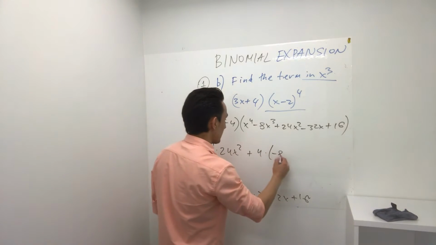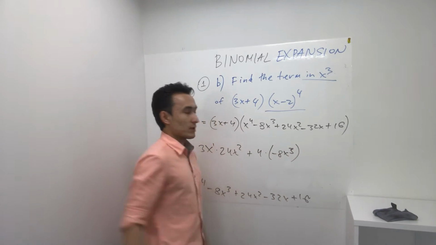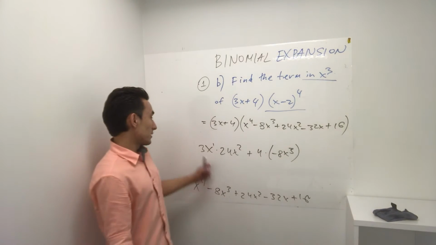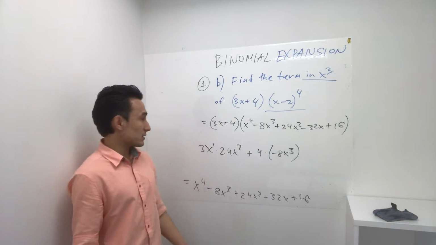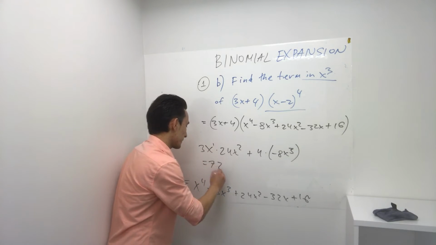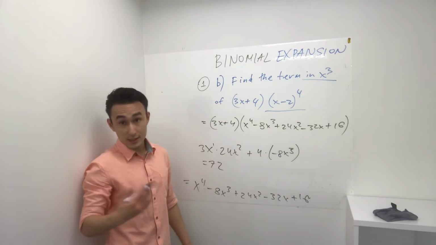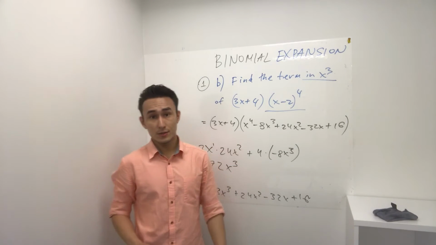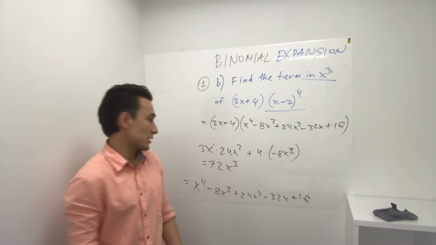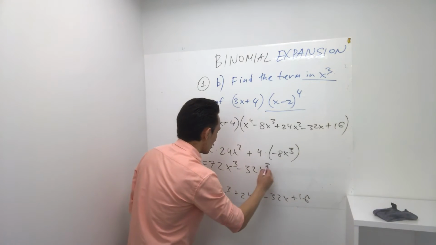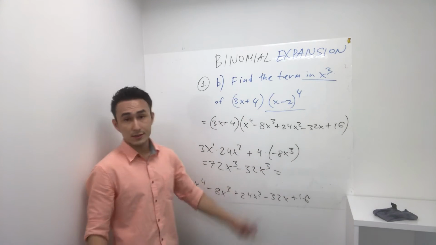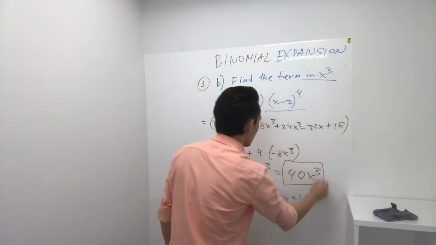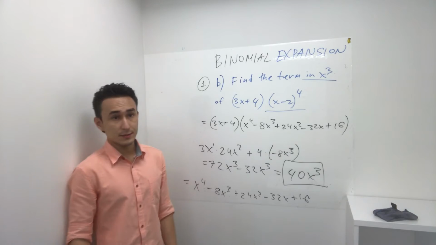Minus 8x cubed. Okay, so once we do this, we will need to simplify it, and we're almost done, we're almost there. 3x times 24x squared is 72. x times x squared is x cubed, right? And then 4 times negative 8x cubed is negative 32x cubed. Okay, so what's this? 72 minus 32 is 40x cubed. So now we have the term in x cubed.